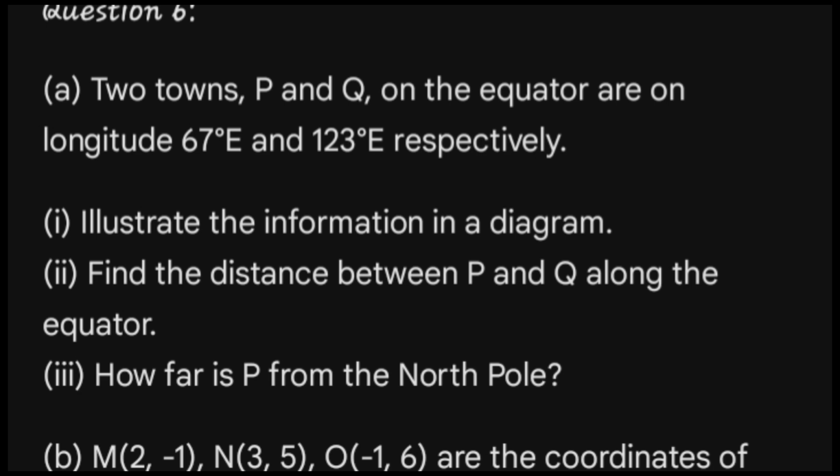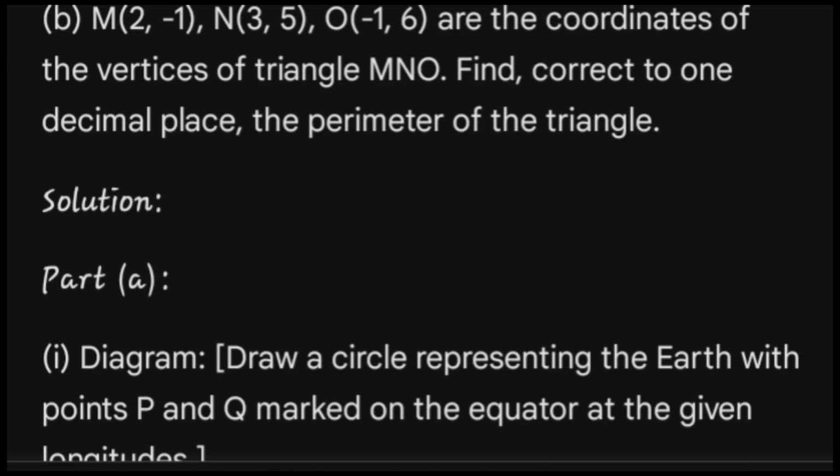B. M(2, -1), N(3, 5), O(-1, 6) are the coordinates of the vertices of triangle MNO. Find, correct to one decimal place, the perimeter of the triangle.